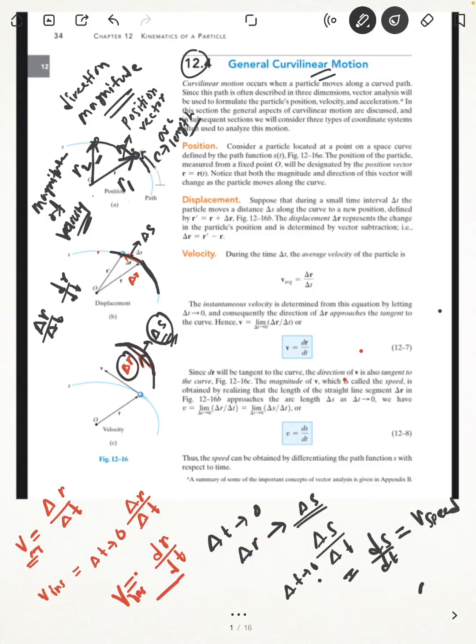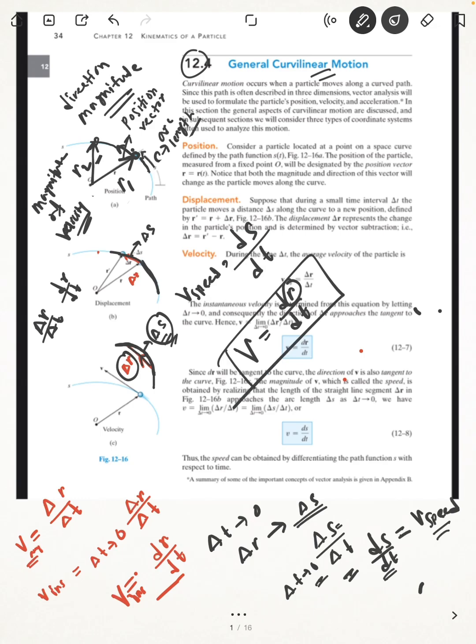So I can write, instead of del r, I can write del s by del t, and if I take del t approaching 0, then ds by dt is basically the speed. So speed v can be written as ds by dt, but velocity, the vector, the instantaneous velocity, should be written as dr by dt.